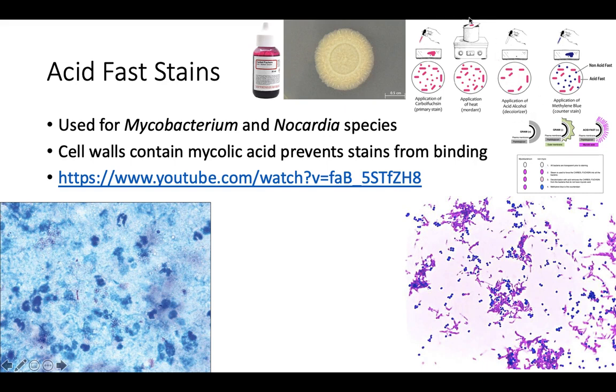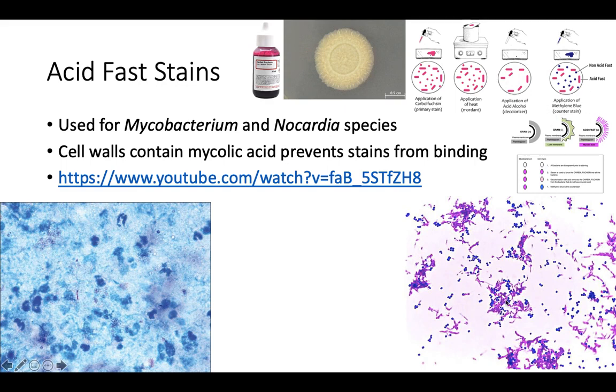Then you're going to remove the heat and wash away the carbol fuchsin. So you leave just the acid-fast bacteria that have that mycolic acid with that carbol fuchsin stuck to them. Carbol fuchsin doesn't stick to anything other than mycolic acid permanently. You add the decolorizer. Anything that's not mycolic acid that has carbol fuchsin stuck to it will have the carbol fuchsin washed away, or excuse me, acid alcohol in this case. And then you add our counter stain so you can see everything else. In this case, the counter stain is usually methylene blue.